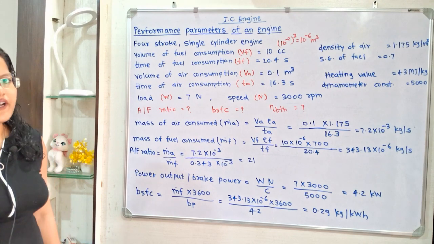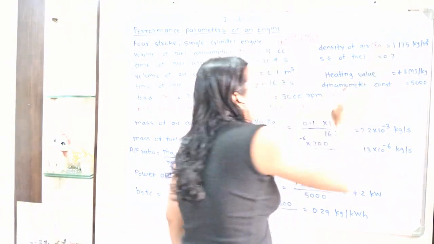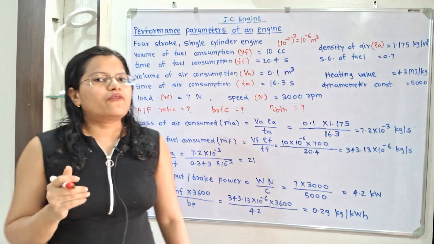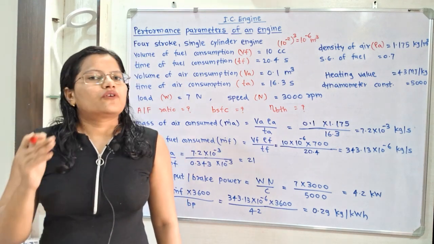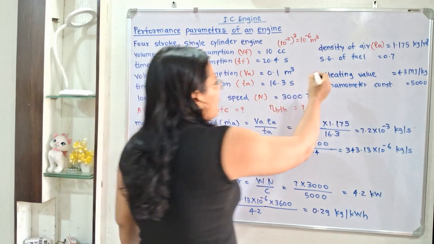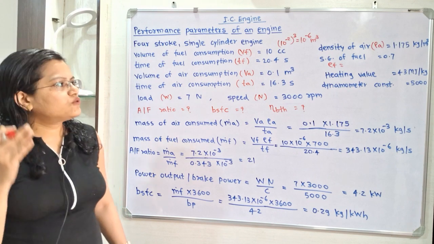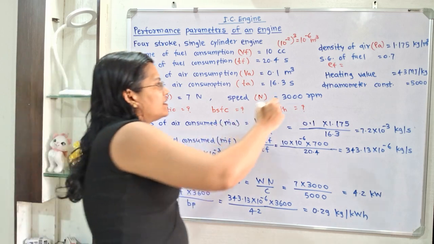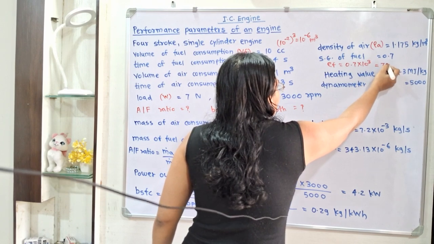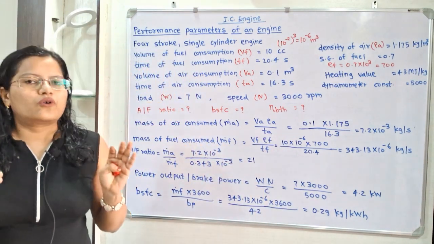Then the density of air. So density of air notation is rho a, and it is equal to 1.175 kg per meter cube. Specific gravity of fuel is given, 0.7. So from this specific gravity we can calculate the density of fuel, rho f. How to calculate it? We have to multiply 10 raised to 3 with the specific gravity, that is 0.7 into 10 raised to 3, which is equal to 700. So this is the density of the fuel, rho f.